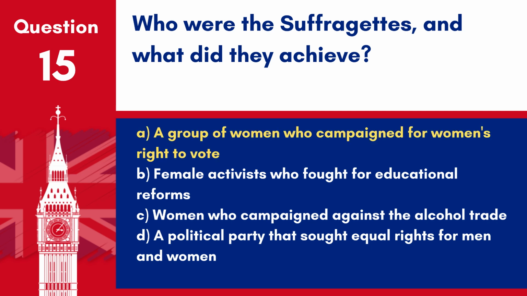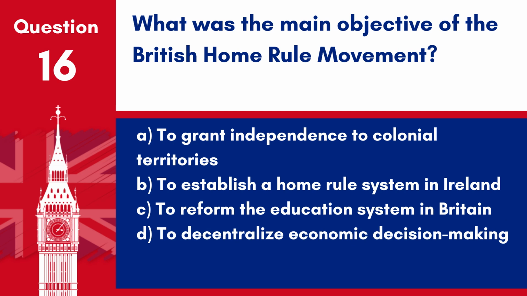Answer: A. A group of women who campaigned for women's right to vote. The suffragettes were members of militant women's organizations in the early 20th century who, under leaders like Emmeline Pankhurst, fought for the right to vote in public elections, a right that was granted over several years and fully realized in 1928. Question 16. What was the main objective of the British Home Rule movement?